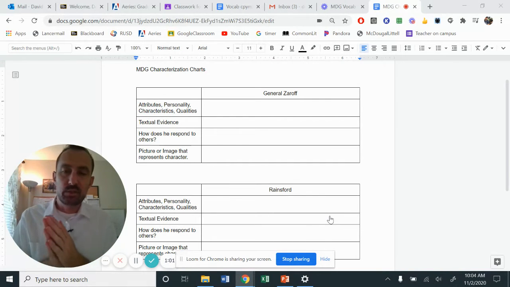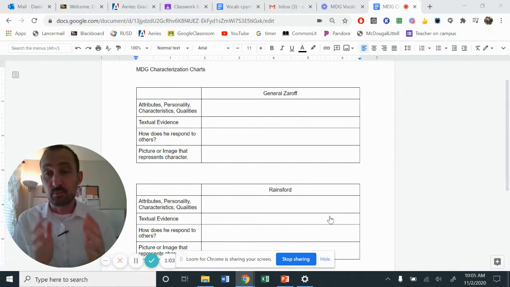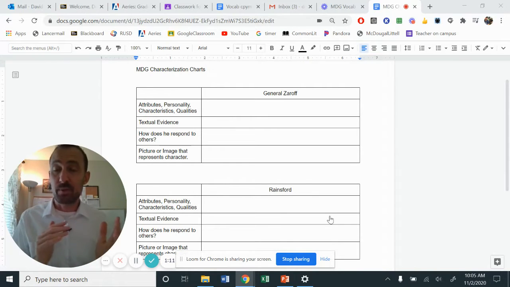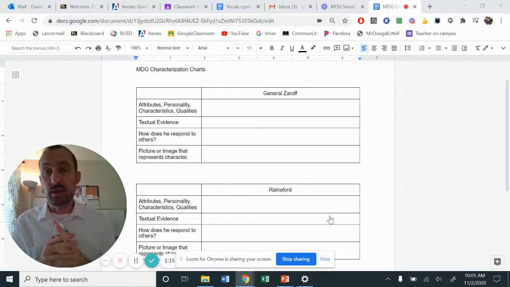So what happens with General Zaroff, he's that ruthless hunter, wants the thrill, kind of selfish in that manner. Ransford changes the perspective from being a hunter to the huntee. And so you see a shift in how he perceives things. We will be looking at these characters more and analyzing them more. But right now, we just need to get a basic understanding of who they are.